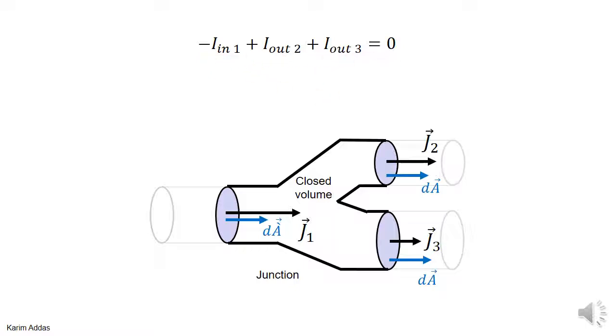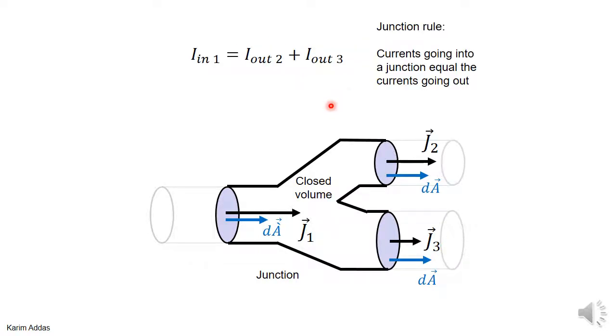If we just rearrange the terms, we get this equation for the junction rule. The current going in to a junction is equal to the sum of the currents going out of the junction. And this is a result of the fact that the charge cannot change inside this closed volume. In steady state, the amount of charge inside this closed volume cannot change. So the only way is for the current going in to equal the current going out. No charge can build up inside this volume, or decrease inside this volume. It always stays the same.